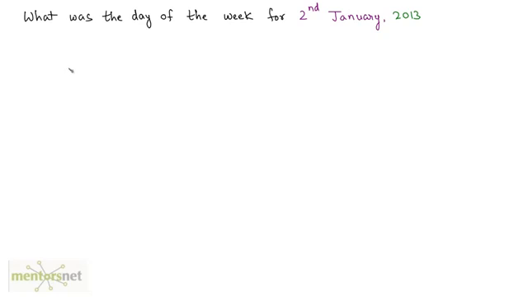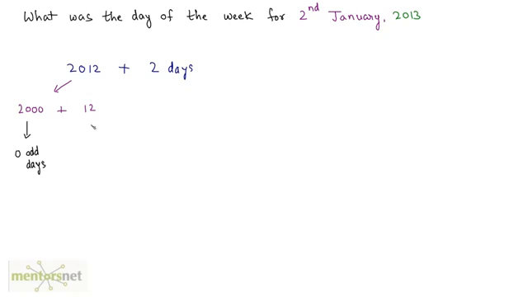We need to find how many odd days are there till 2nd January 2013. So we can count the number of odd days till 2012, plus we have 2 more days, that is 1st January and 2nd January. Now 2012 can be written as 2000 plus 12. So we need to count the number of odd days for 2000 years and then for 12 years. 2000 is a multiple of 400, so we have 0 odd days.